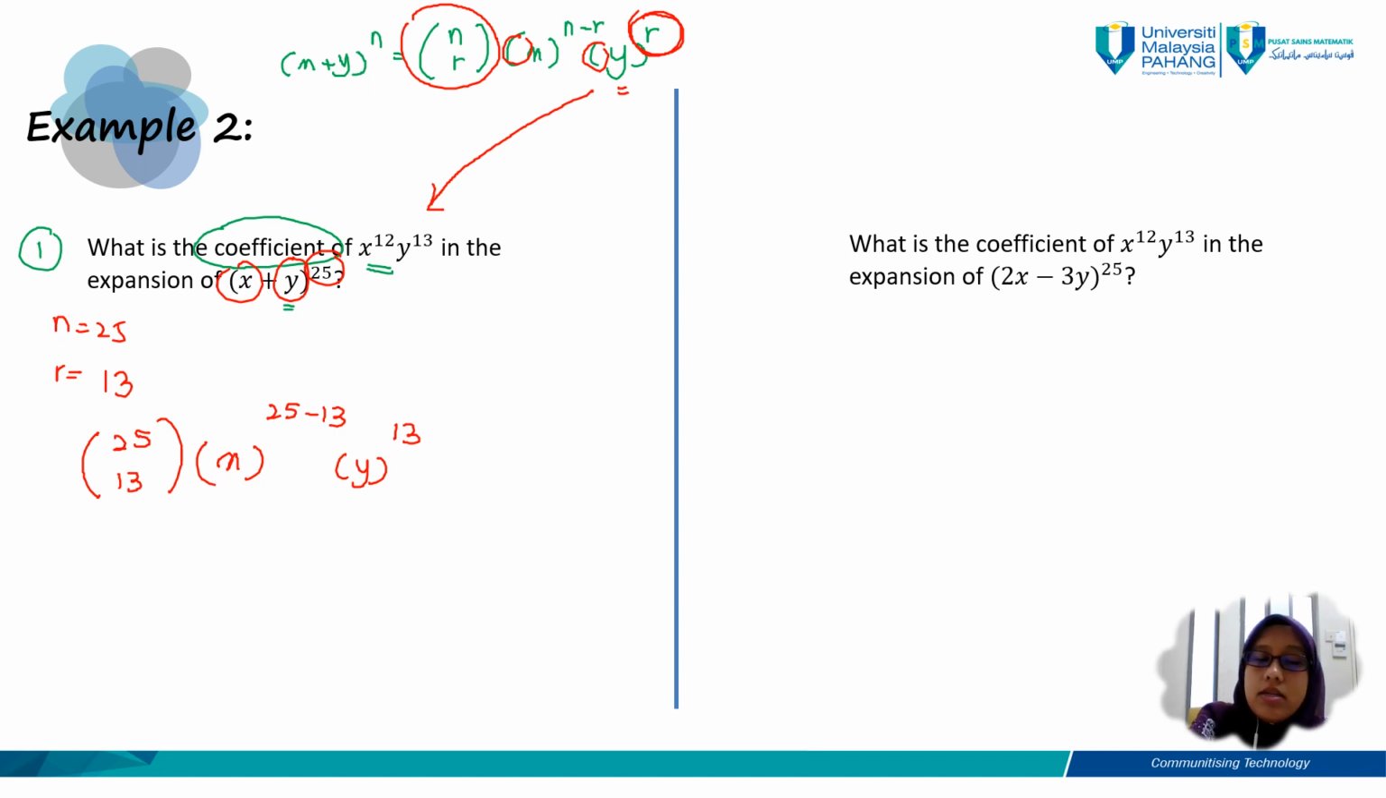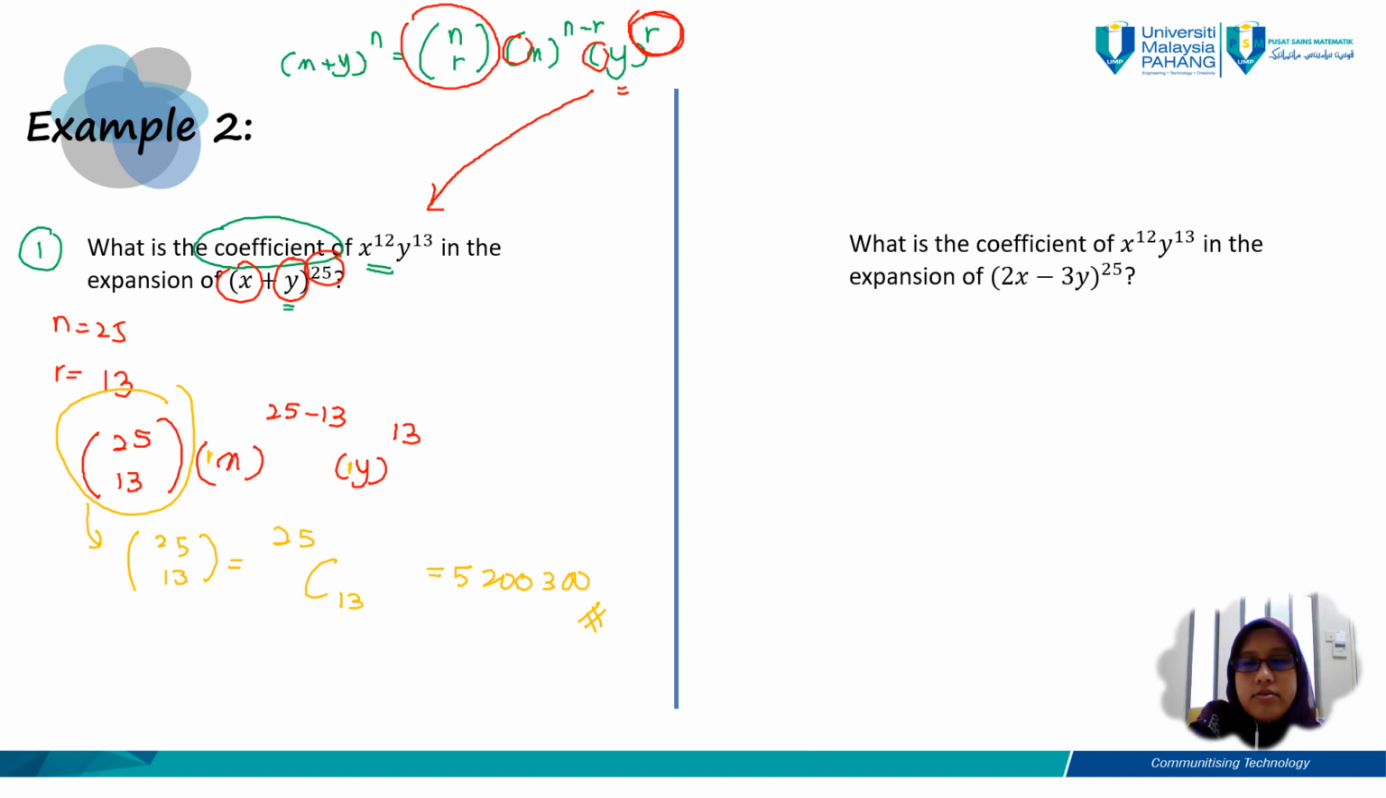So from here, what is our coefficient? Since the coefficients of x and y are 1 only, the value that we have is 25 choose 13. So how to calculate this value? 25 choose 13, by using a calculator only, the value is 5200300. So this is how to find the coefficient for this example. This is a very simple example actually.